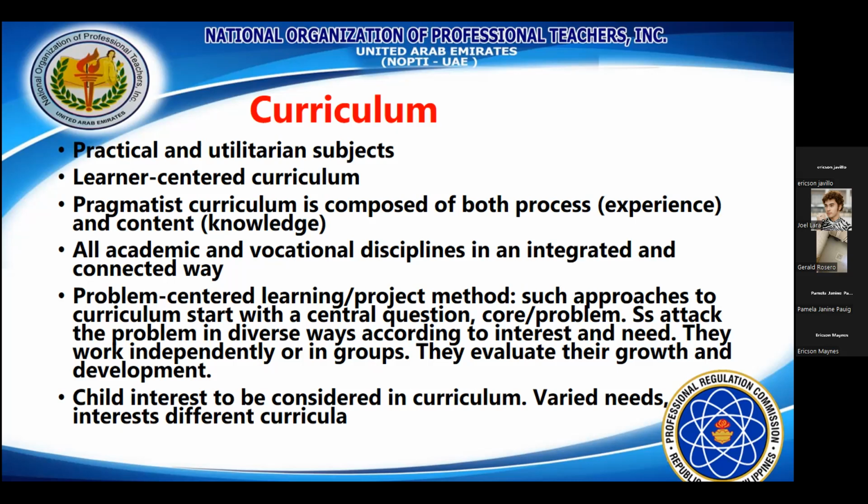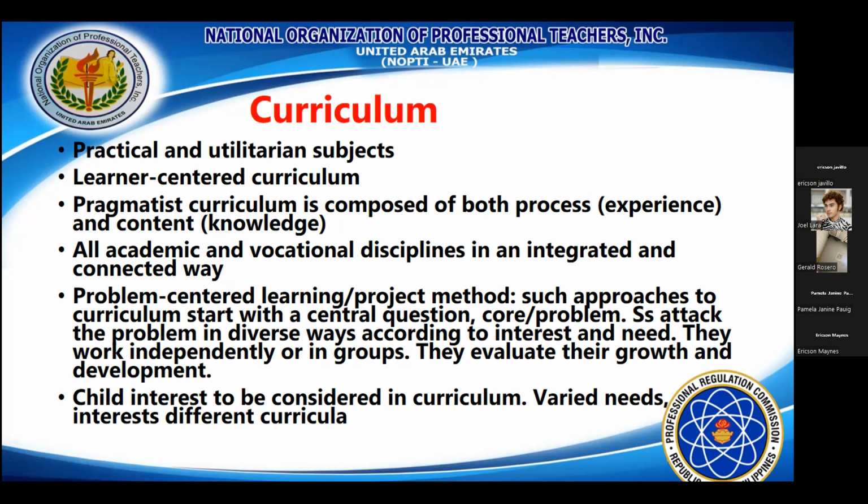Academic and vocational disciplines in an integrated and connected way. So, connected na dito yung skills-based, competency-based, outcome-based education. So, academic and vocational disciplines. Okay, that's the fourth one. Pragmatism. Pragmatic. So, yan yung first four.